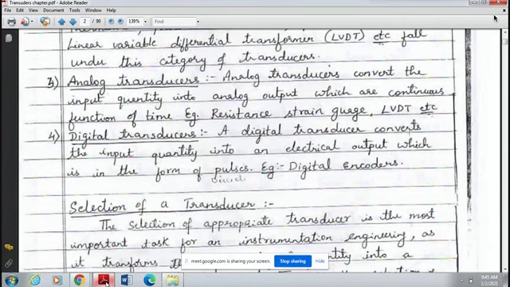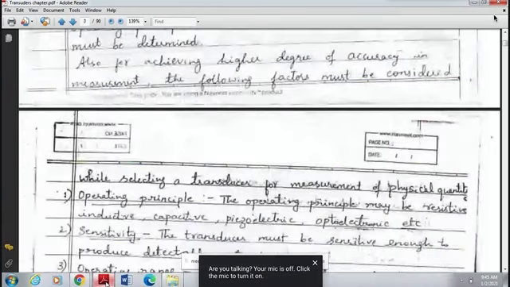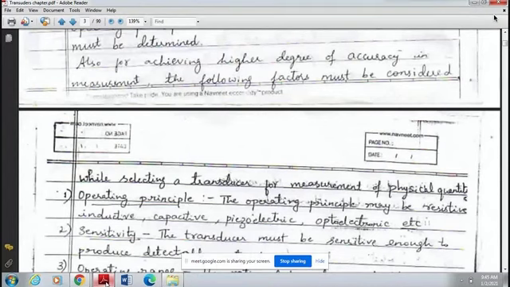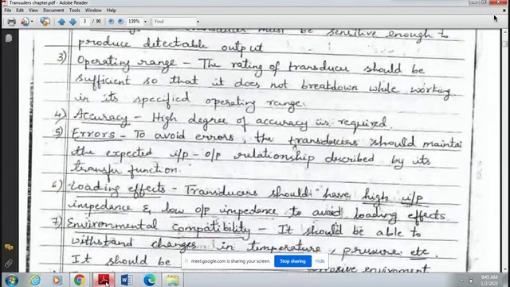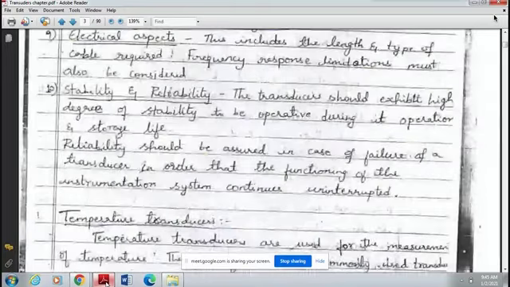Next, let us move on to the types of transducers. In this chapter, we are going to study different types of transducers: temperature transducers, speed transducers, and some photovoltaic and photoconductive cells. These are the different types of transducers which we are going to study here. First, let us study about the temperature transducer.